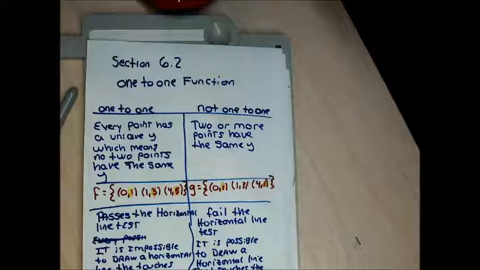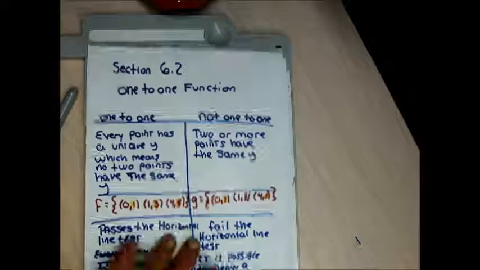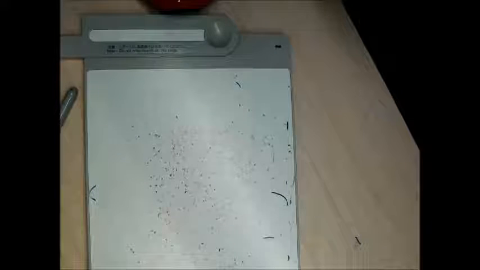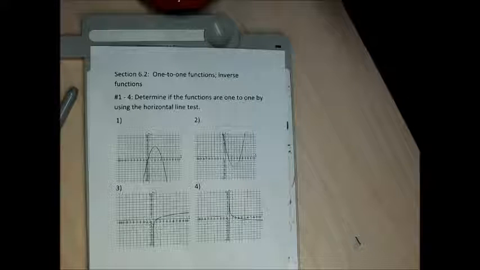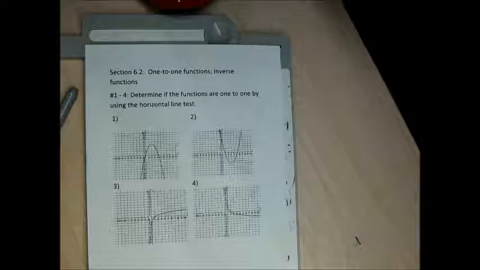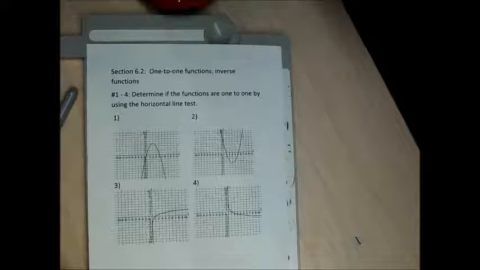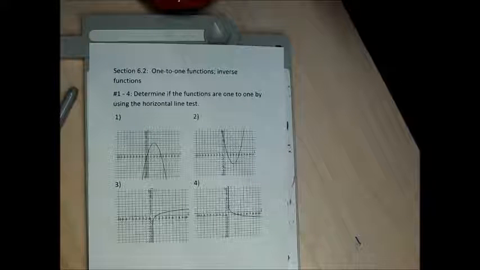So the first bunch of problems in section 6.2 just get us used to these concepts of one-to-one and not one-to-one. The first 4 problems give me graphs and ask the question, is the function one-to-one or not? It says use the horizontal line test to say whether the function is one-to-one or not. For each one of these problems, my answer is going to be either the function is one-to-one or it's not one-to-one. It's not one-to-one if it fails the horizontal line test.